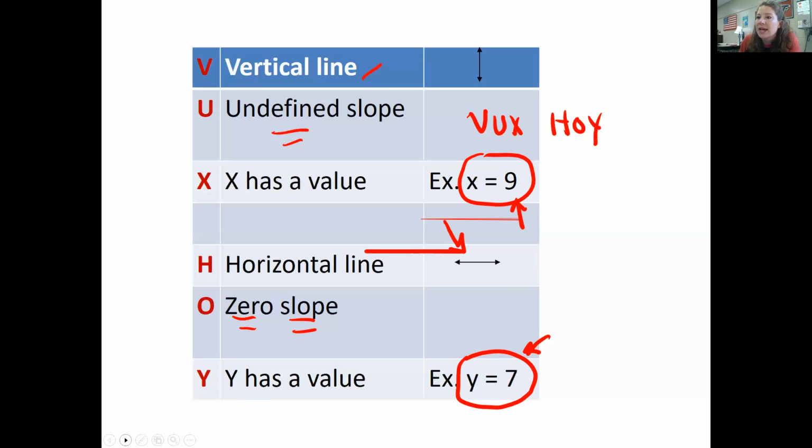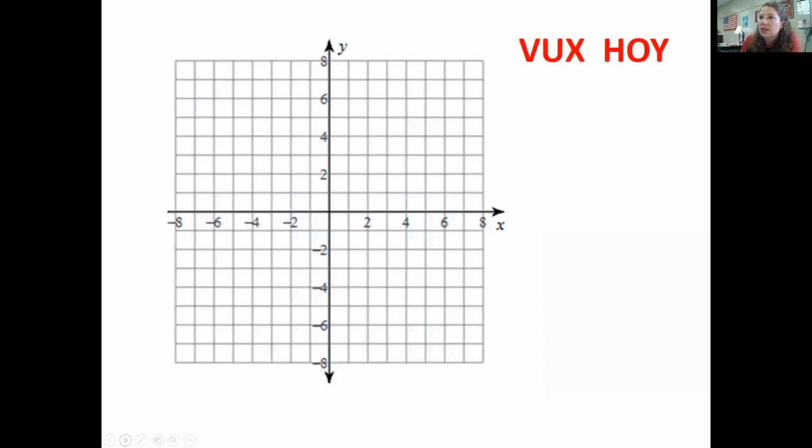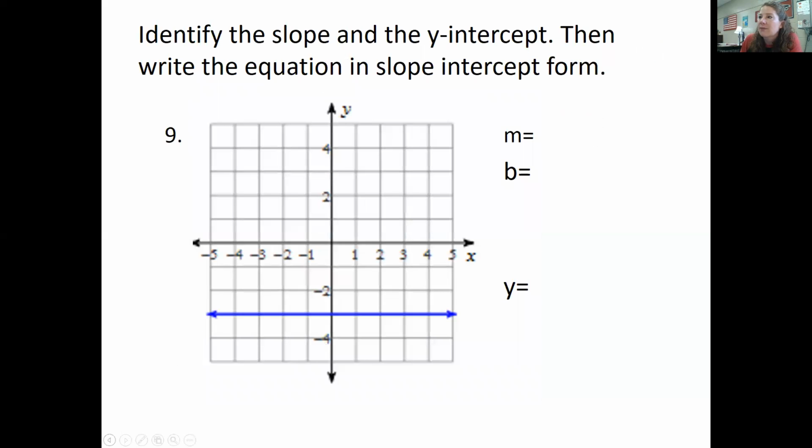So if you can remember that, it'll help you keep vertical and horizontal lines straight. So once again, another way to write it: vertical, undefined, X in the equation; horizontal, zero slope, Y in the equation. So this one didn't have a math problem.